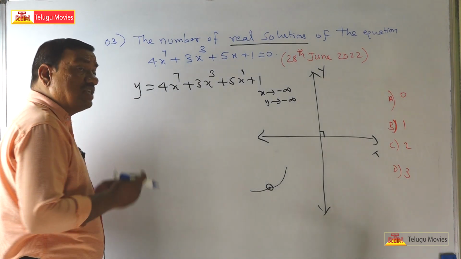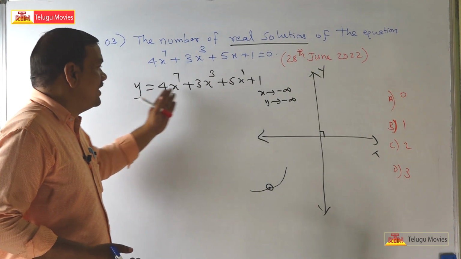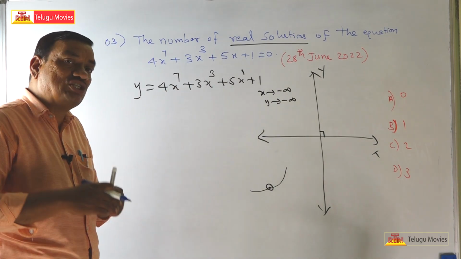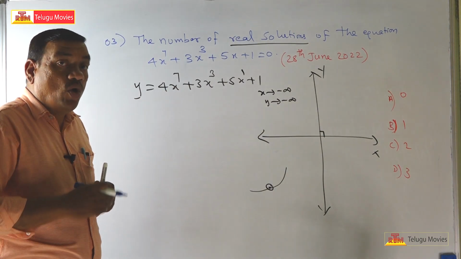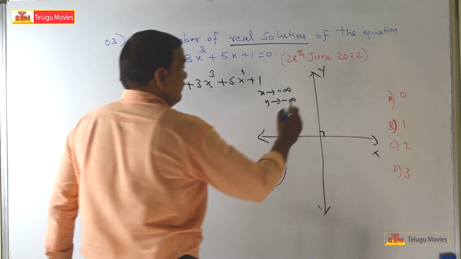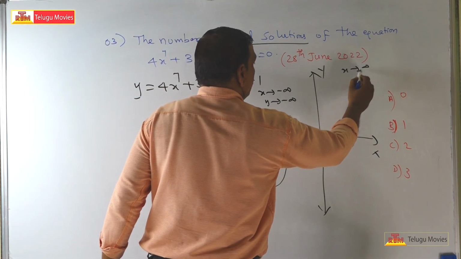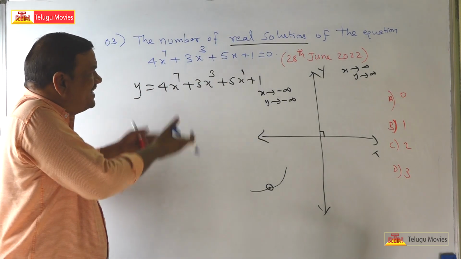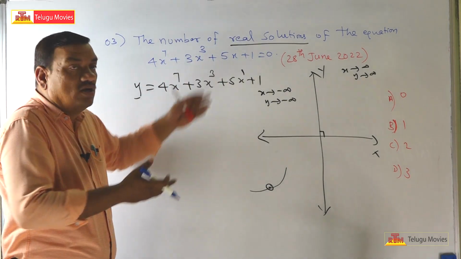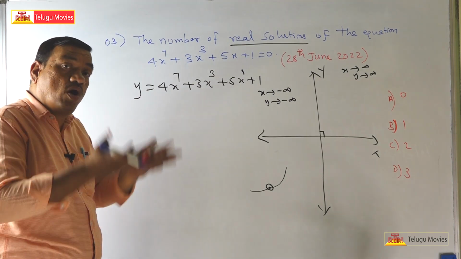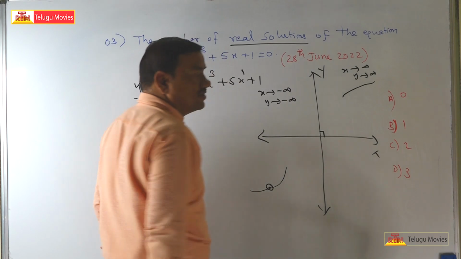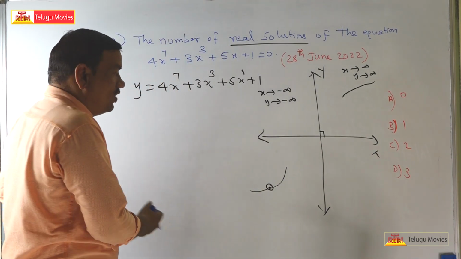Right. If you substitute positive values, observe here no minuses are there. If you substitute any positive value, that means as x tends to plus infinity, y also tends to plus infinity. That means if you go on increasing the positive values here, y will also go on increasing. Okay now. That means the curve will be like this. Okay, so the curve will be like this.